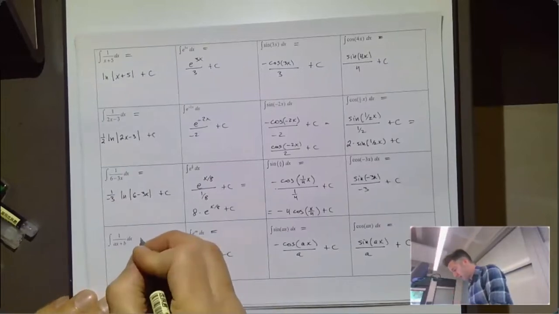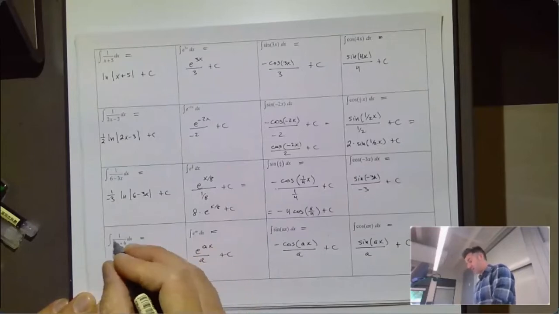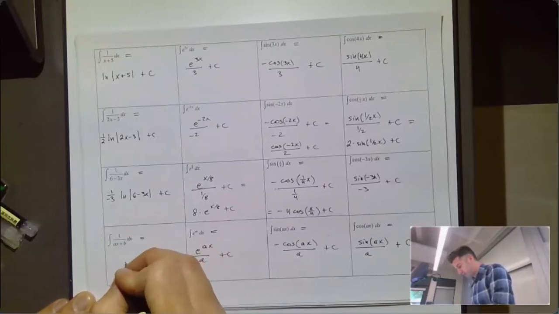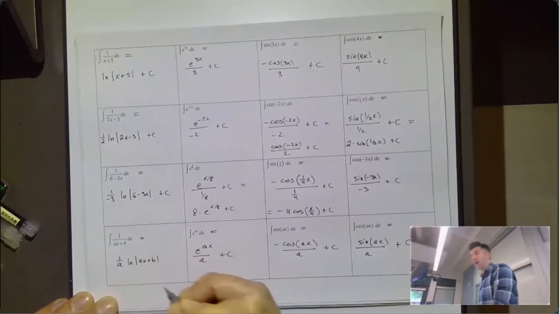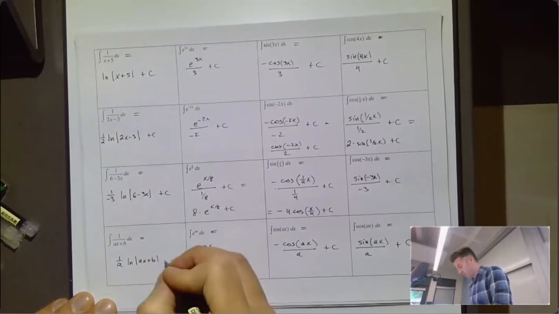And then same idea here. If I take the antiderivative of 1 over ax plus b, it's going to be the natural log of the absolute value of ax plus b. And then I need to divide by a, because my derivative is making me multiply by a.